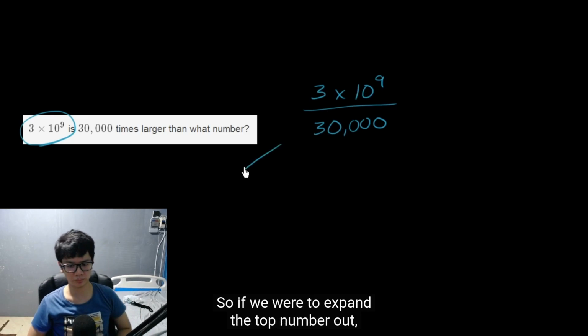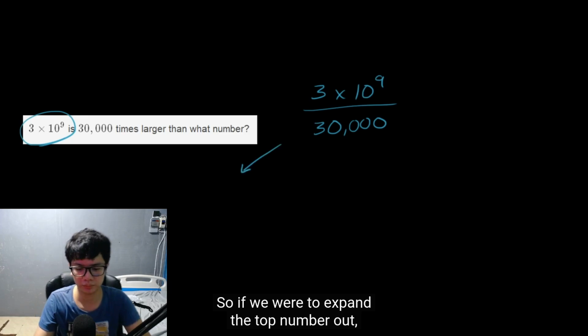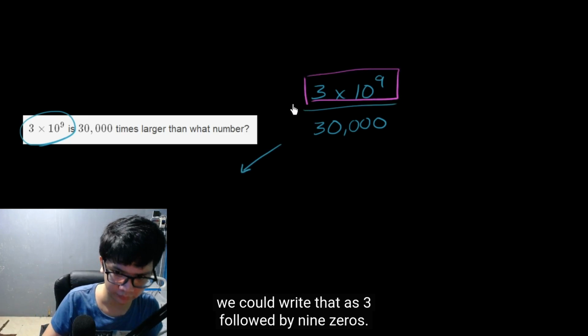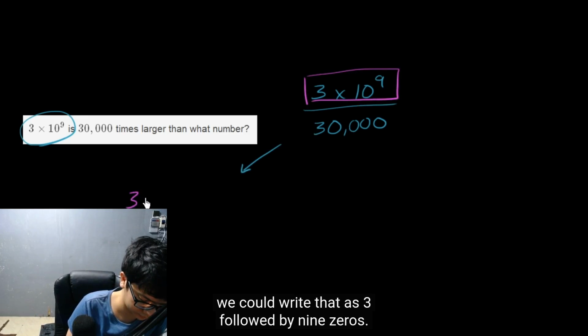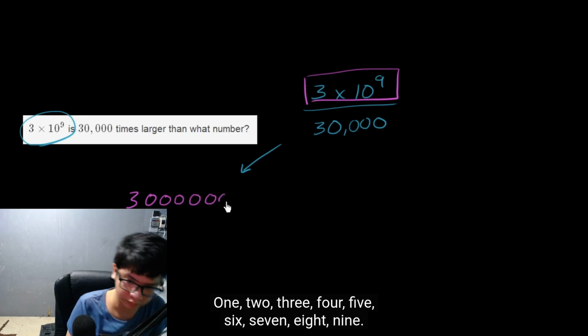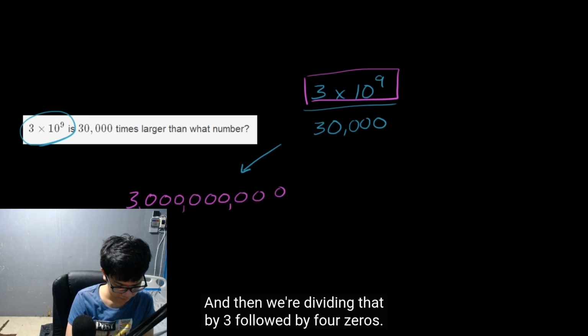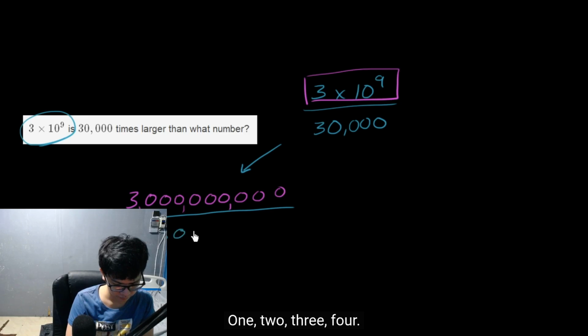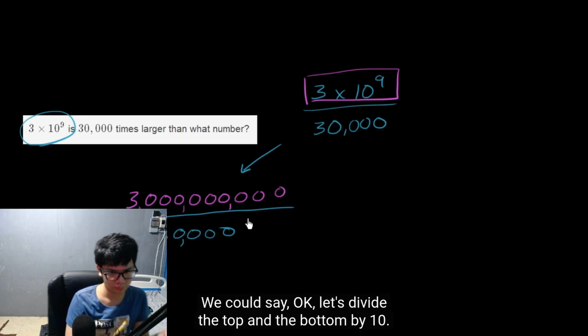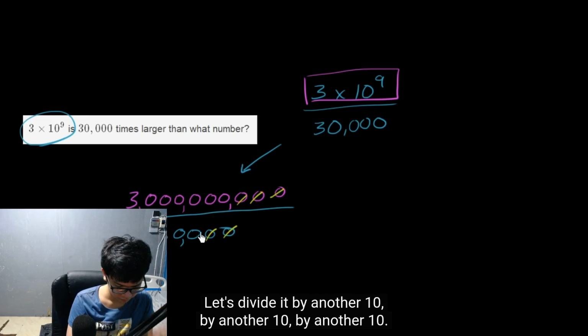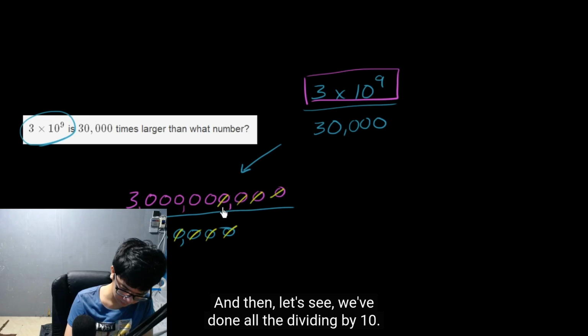So if we were to expand the top number out, we could write that as 3 followed by 9 zeros. 1, 2, 3, 4, 5, 6, 7, 8, 9. We'll put some commas here to make it readable. And then we're dividing that by 3 followed by 4 zeros. 1, 2, 3, 4. And then we could cancel out the zeros. We could say, okay, let's divide the top and the bottom by 10. Let's divide it by another 10, by another 10, by another 10. And then, let's see, we've done all the dividing by 10.